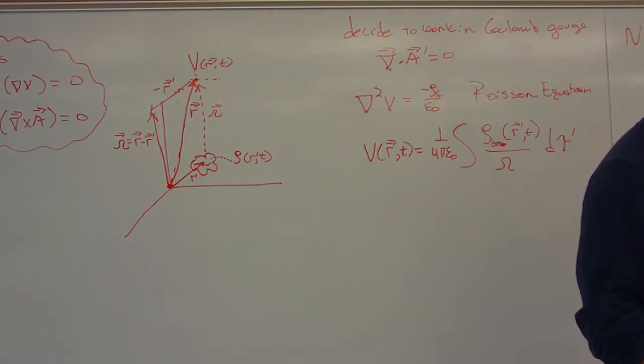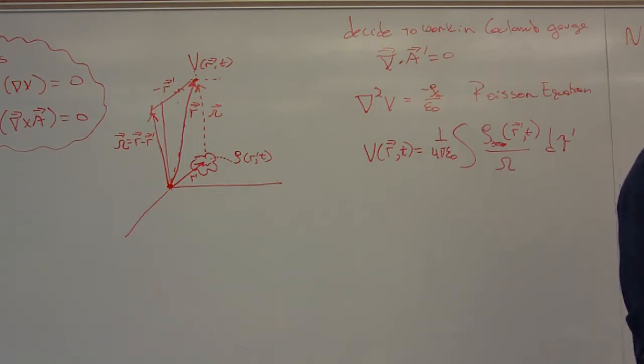I want you to read the paragraph that Griffiths has in the middle. It's very subtle, having to do with time and everything like that. I can't do it better than he does, and I want you to think about it. So that's the advantage of the Coulomb gauge: it's very easy to calculate that potential.